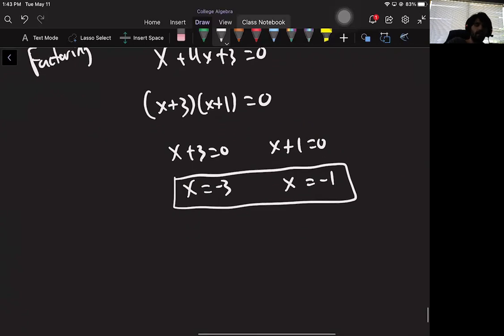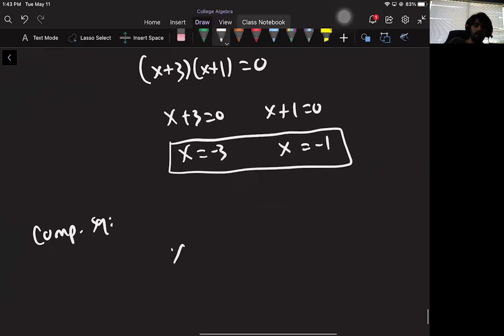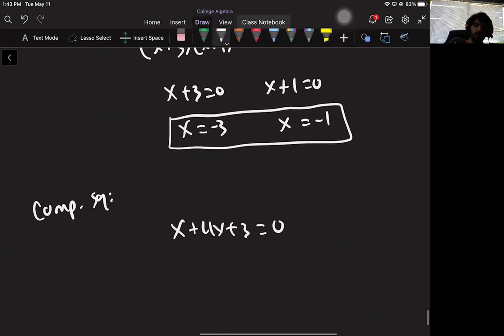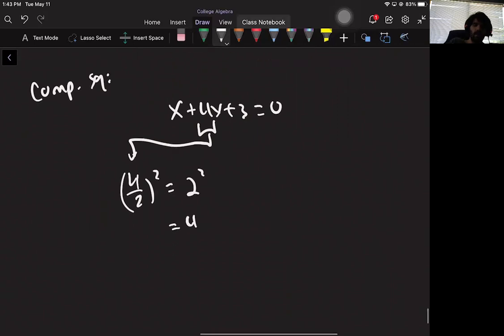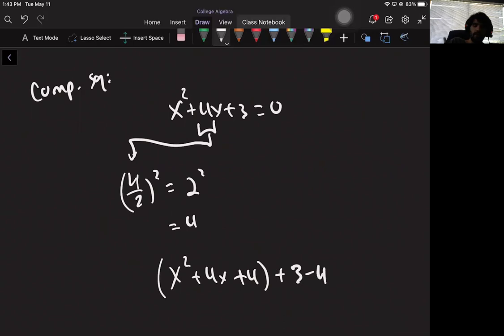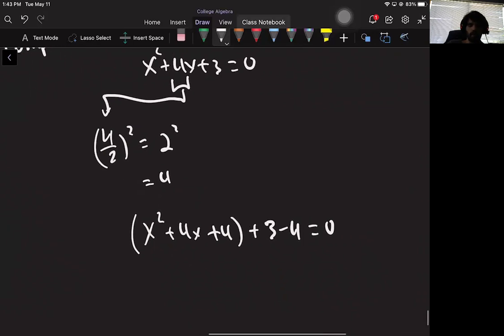So now let's do completing the square. For completing the square, I need to consider 4. I need to cut it in half, and I need to square it. So that'll just give me 2 squared, which is 4. So now I need to add 4, but then I also have to subtract 4 to make it not change.